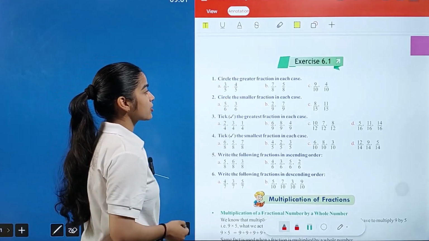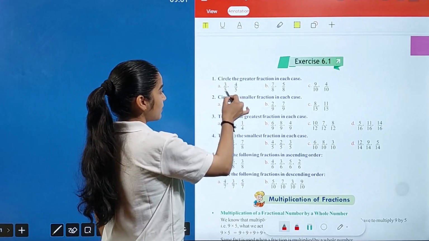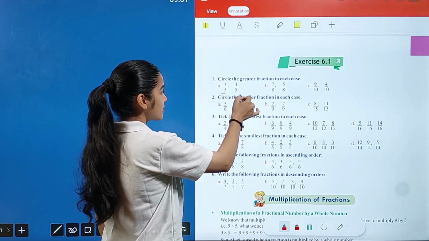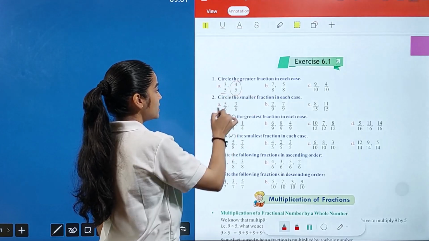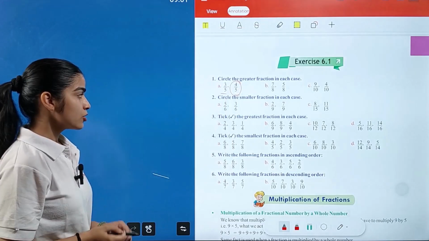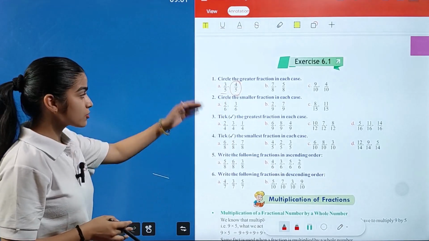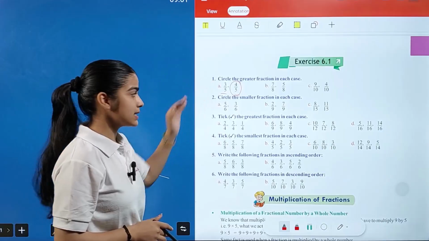Circle the greater fraction in each case. So 3 by 5 and 4 by 5, the denominators are the same. So we have to focus on the numerator. 4 is bigger. It means 4 by 5 is bigger. So similarly, you have to solve the remaining two parts in question number 1 as I do.